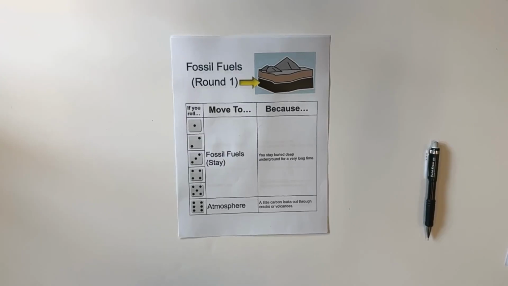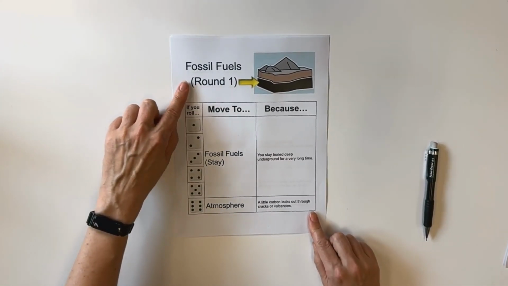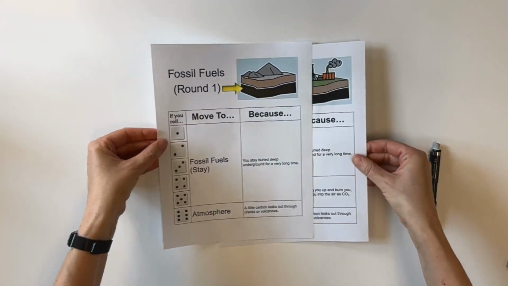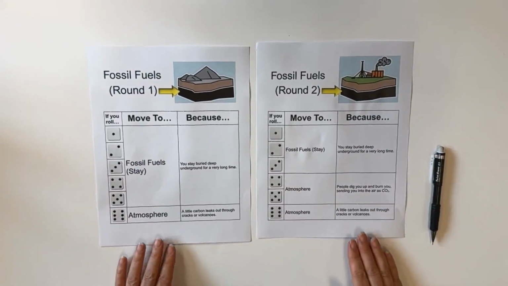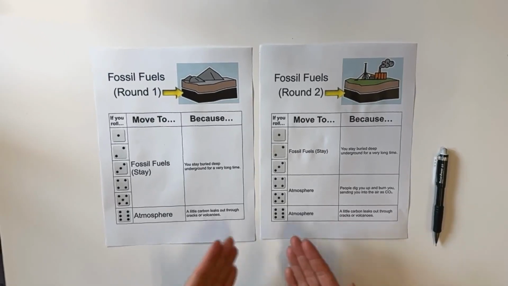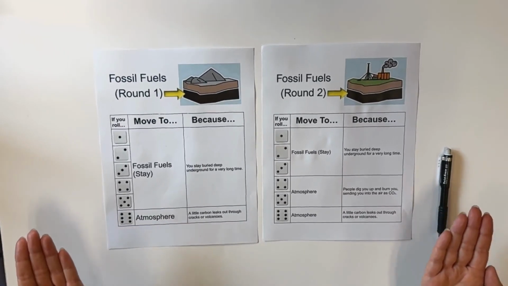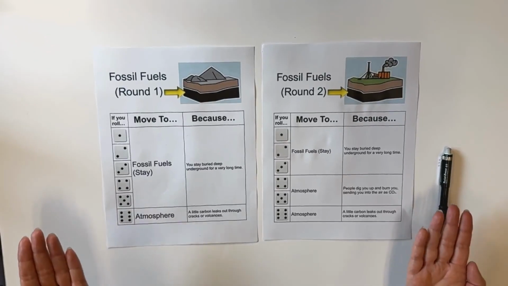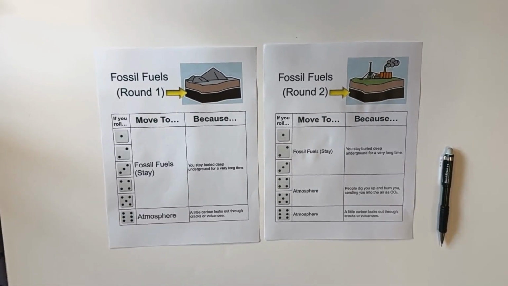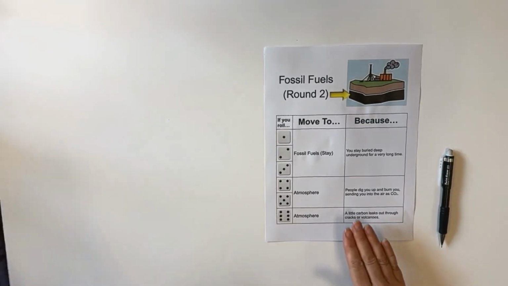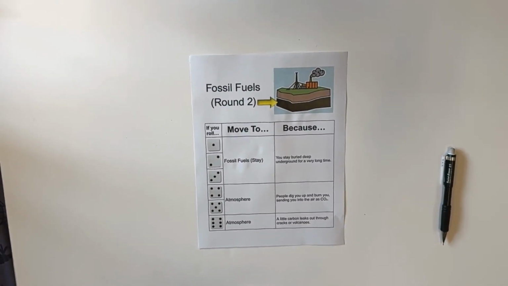One important thing to take note of is that there is a fossil fuels station card for round 1 and a different fossil fuels station card for round 2. Before you play round 2, allow students to examine both fossil fuel cards to see what they notice and what they wonder about the similarities and differences between these two cards. Then remove the round 1 fossil fuel card and play round 2 with only the round 2 station card for fossil fuels.